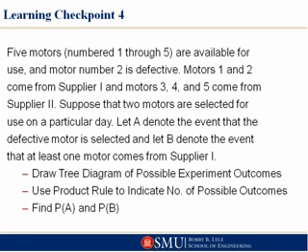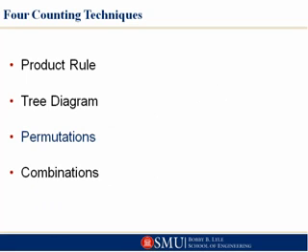Use the product rule to indicate the number of possible outcomes. Find the probability of A, the event defined as the defective motor is selected, and find the probability of B, the event that at least one of the motors comes from supplier 1. Okay, so that's a couple of different counting methods. How do you come up with how many different possible outcomes there are, or how many different possible outcomes are associated with a particular event?